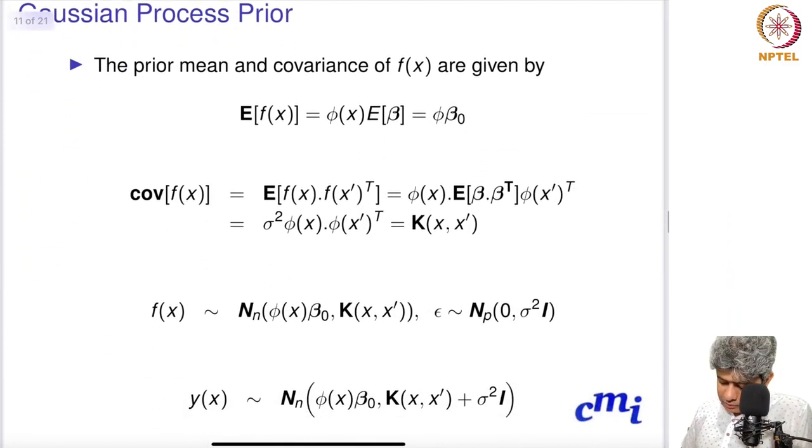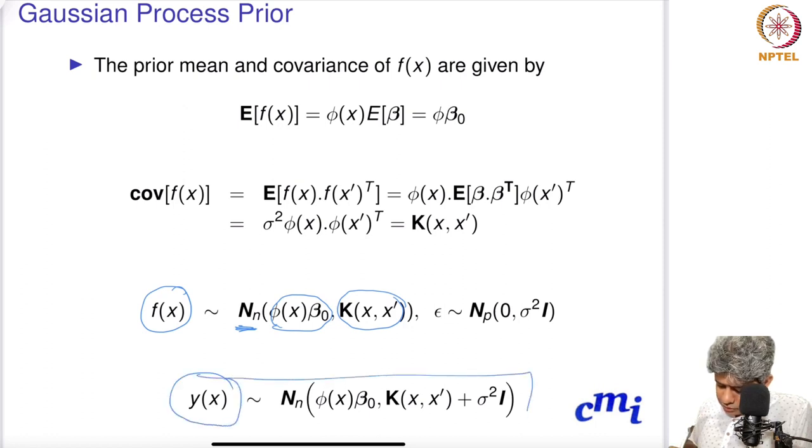There is a lot of mathematics that goes into this, and I'm not going into the detailed derivation of those things. It turns out that f of x is a multivariate normal with phi of x times beta naught as the mean and some covariance function k of x, x transpose. And y of x, this is the most crucial part, turns out to be a multivariate normal of n dimensions.